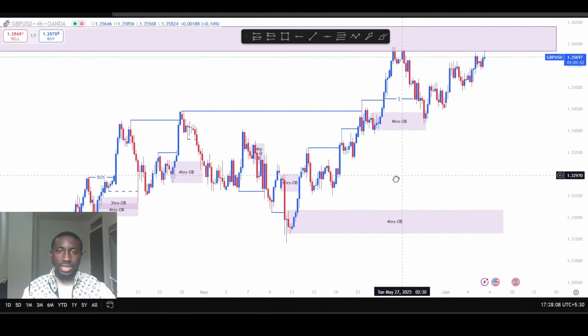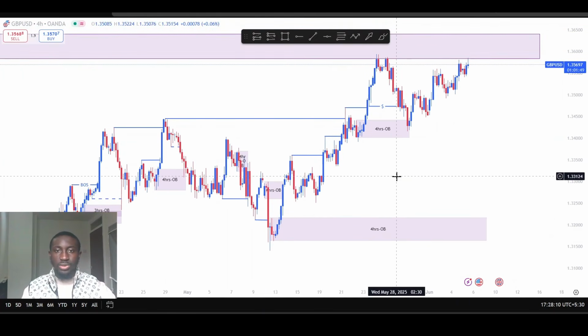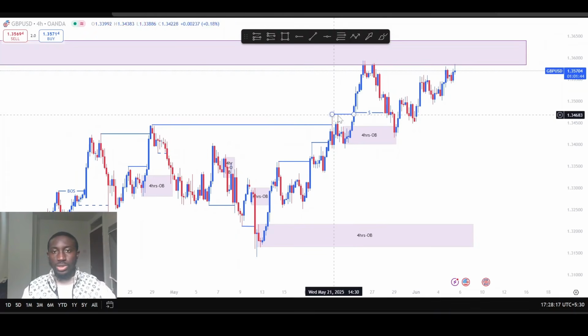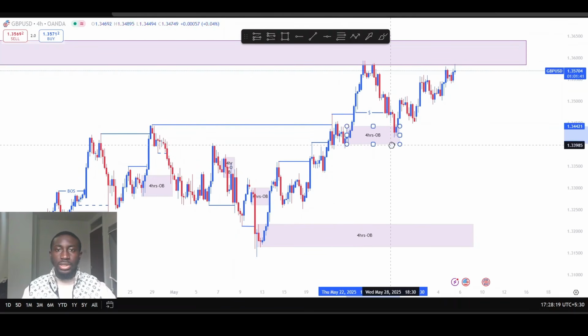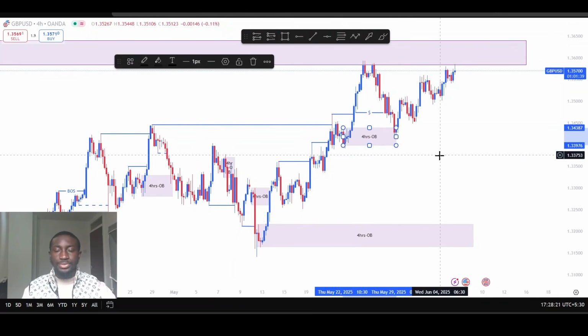it's on buys ever since. But now look at the way price is moving. This is the overall external break of structure, internal break, and a little external break. So now this is the 4 hours order block.